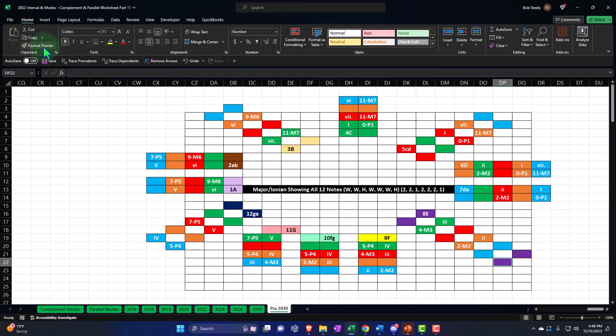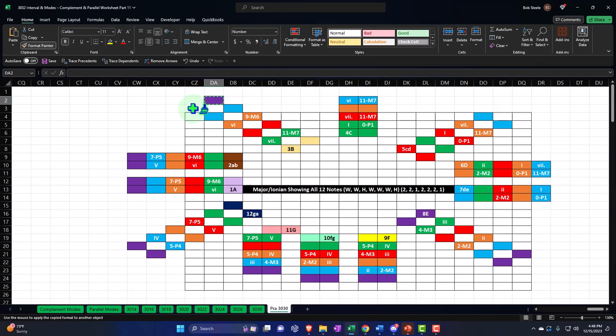Format paint to there, format paint these two, and then this one. I'm going to format paint it there, and then format paint it here, and there, and here, and there, and here, and then format paint this here, and that there, and this one, and there's the next circle.